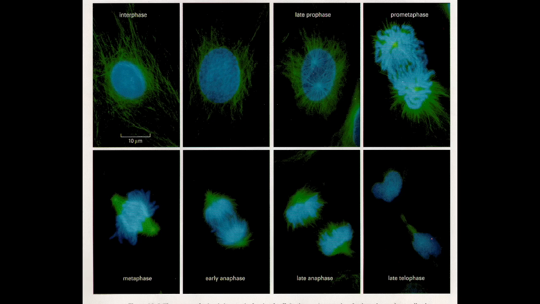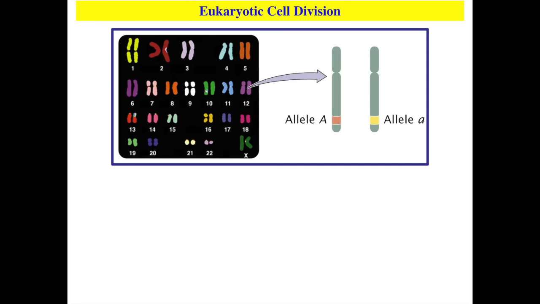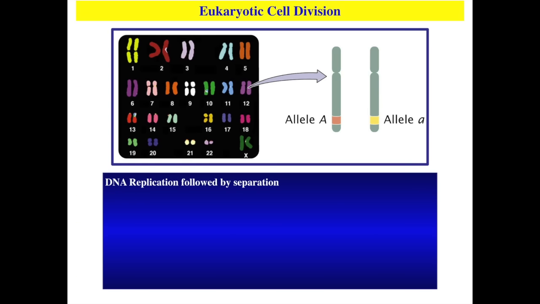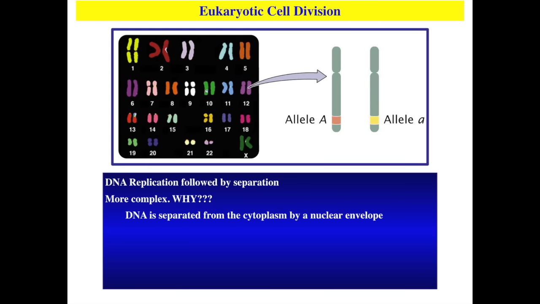Thanks, Dr. Finley. Now we're going to turn to eukaryotic cell division. Eukaryotic cell division shares some of the same principles of prokaryotic cell division, but it is more complex. DNA must be replicated and then followed by separation into 2 daughter cells. But it is more complex, and why is that?